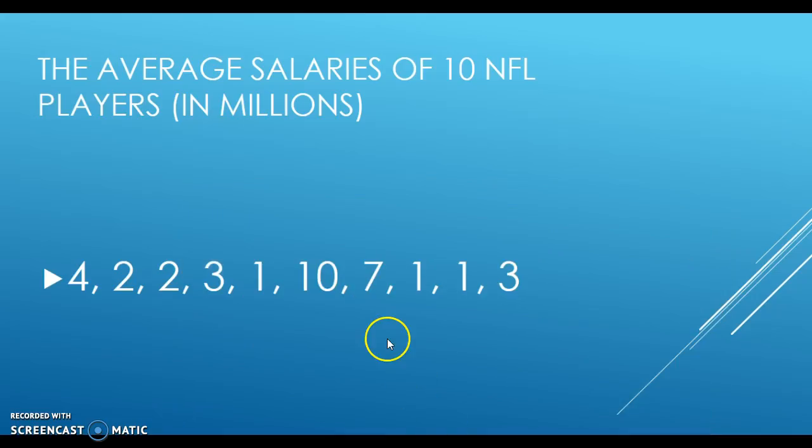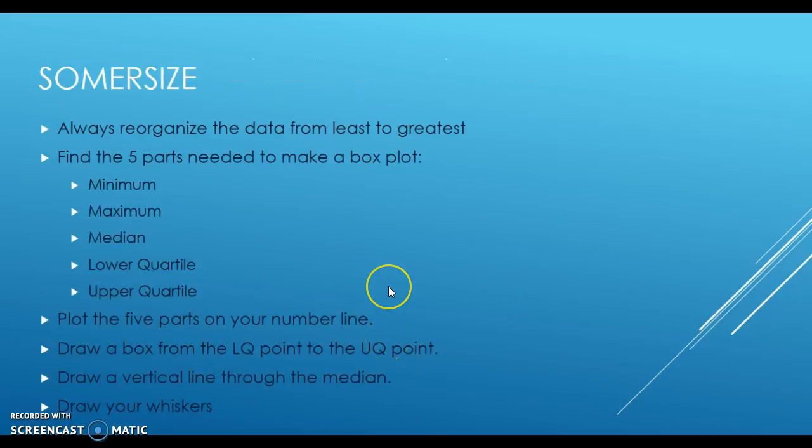Just want to summarize real quick, as we do in class. Always reorganize the data from least to greatest. Find the 5 parts that we need to make the box plot, okay? They're right there: minimum, maximum, median, lower quartile, and upper quartile. Next thing, plot the five parts that we found on the number line and draw a box from lower quartile to the upper quartile, draw a vertical line through our median, and we draw our whiskers.